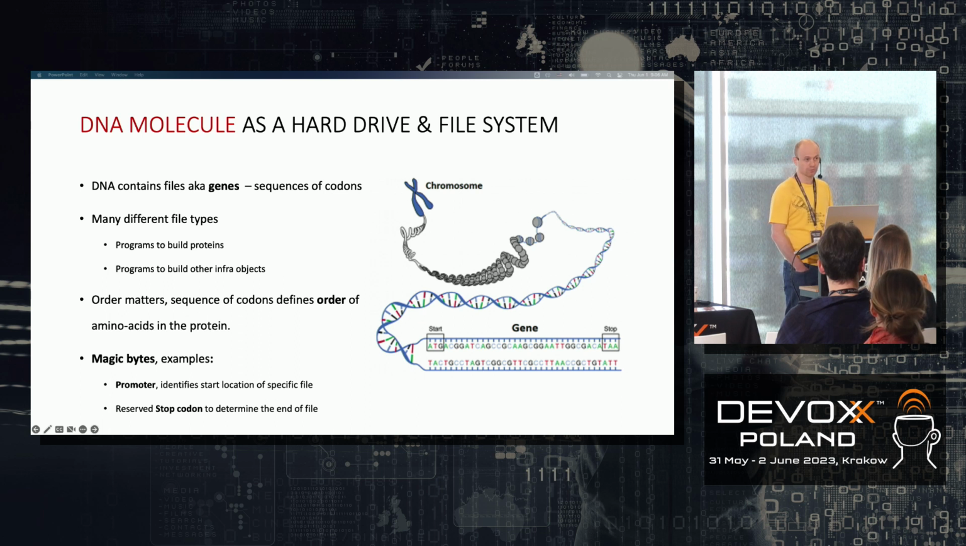As I told you, nature invented biological magic bytes. Just a few of them. Promoter is a sequence which identifies the location of a file on a DNA. And there is the stop codon, which identifies the location of the end of the program on a DNA. Pretty straightforward.